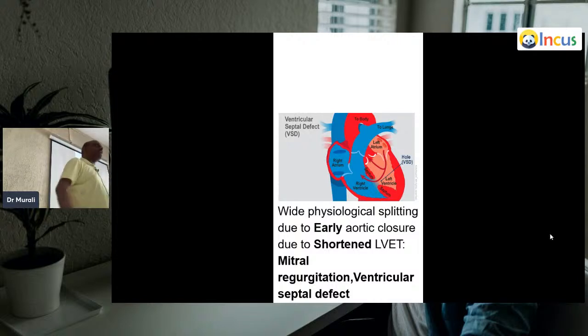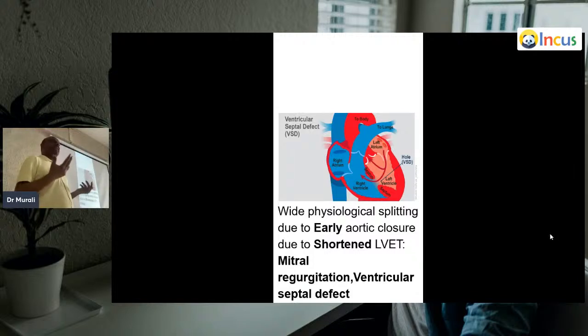Then there is an early closure of aortic valve. Understand? So MR, which is spilling the blood back and decreasing the hangout time, and the job is over early, will make the aortic valve close the door, go home. Right? That leads to wide physiological splitting because of early aortic valve closure.